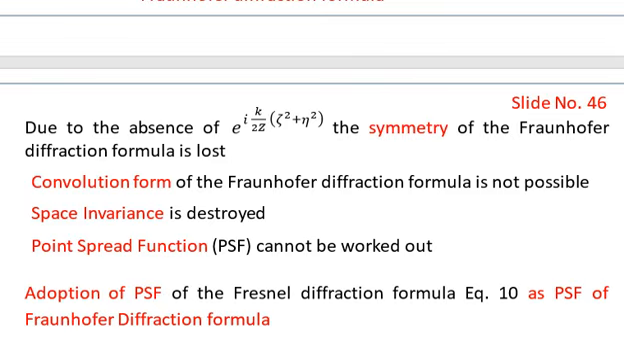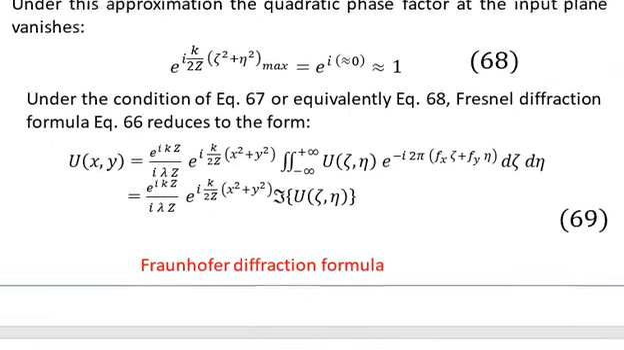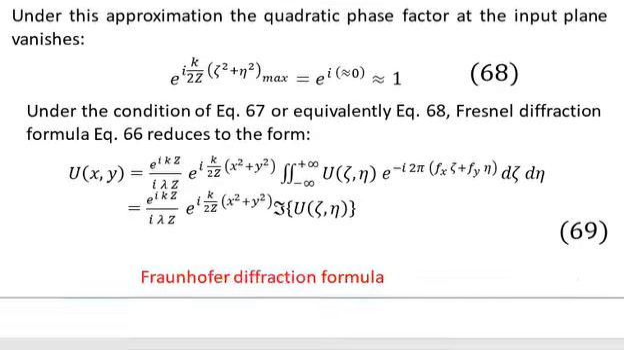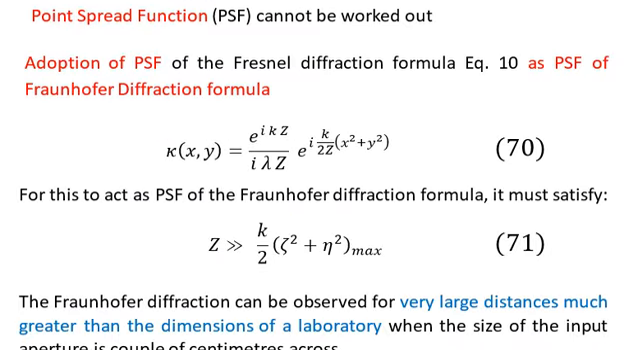If we cannot write anything in the convolution form, it means that the space invariance is destroyed, and the point spread function, which we call PSF, cannot be worked out for the Fraunhofer diffraction formula. So how can we then write it, because we need to write the point spread function. What we do is adopt the point spread function which was written for the Fresnel case, and we adopt that formula also for the Fraunhofer case under the condition listed above, that is, the condition given in equation number 67. So using that condition, we can use the Fresnel point spread function given in equation number 70.